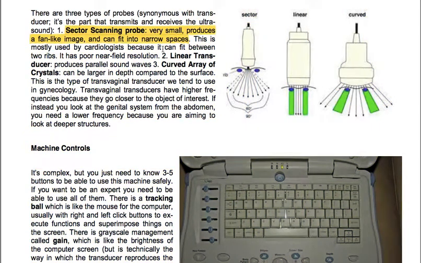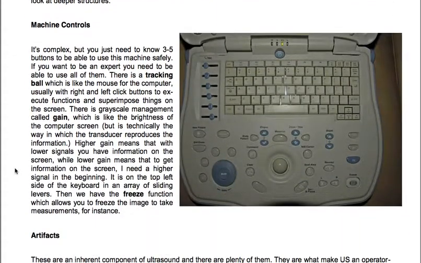And then we have the linear transducer, which produces parallel sound waves. Then we have the curved array of crystals. It can be larger in depth compared to the surface. It's the type of transvaginal transducer we tend to use in gynecology. And transvaginal transducers have higher frequencies because they go closer to the object of interest. If instead you look at the genital system from the abdomen, you need a low frequency because you are aiming to look at deeper structures.